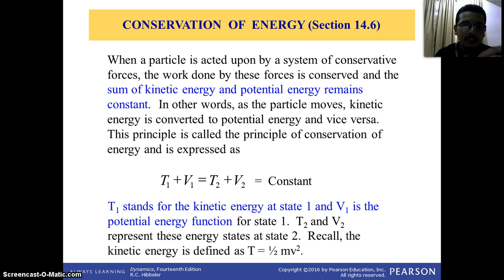For example, kinetic energy can convert to potential energy, and potential energy converts to another energy. So energy will be conserved. Finally, we have T1 plus V1 is equal to T2 plus V2. T1 is kinetic energy, V1 is potential energy. T1 stands for kinetic energy in state 1, and V1 potential energy in state 1, same as T2 and V2. Recall that T is equal to half mv squared.